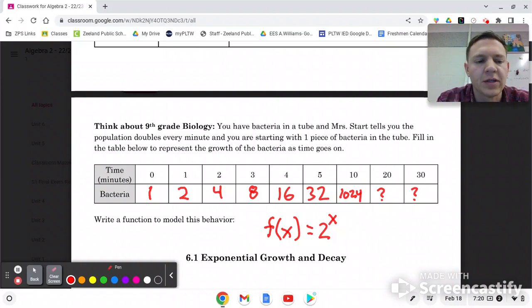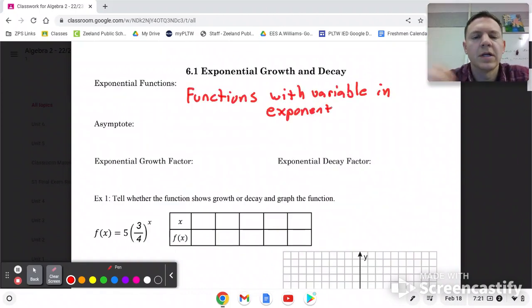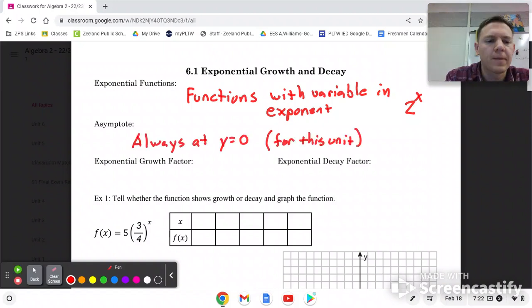We actually get started into the meat of the lesson. All right, exponential growth and decay. Well, exponential functions are just functions with the variable in the exponent. Okay, so for example, just like we had before, if you raise to the x, that variable is up in the exponent.